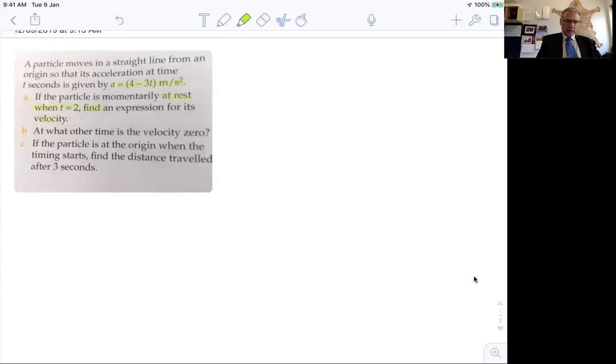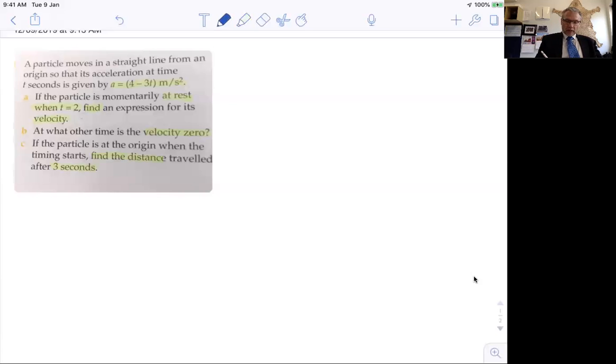We want to find an expression for its velocity. And at what other time is the velocity equal to 0? And then lastly, if the particle is at the origin when the timing starts, find the distance after 3 seconds. So I'm just highlighting some key things.